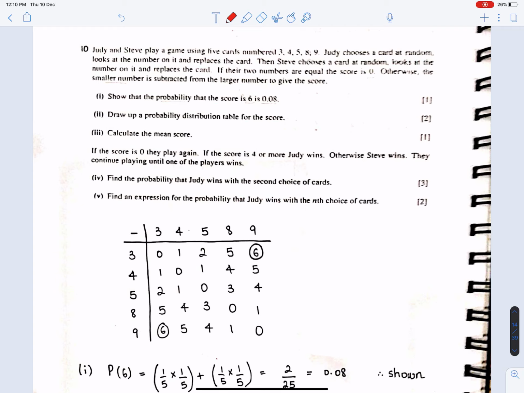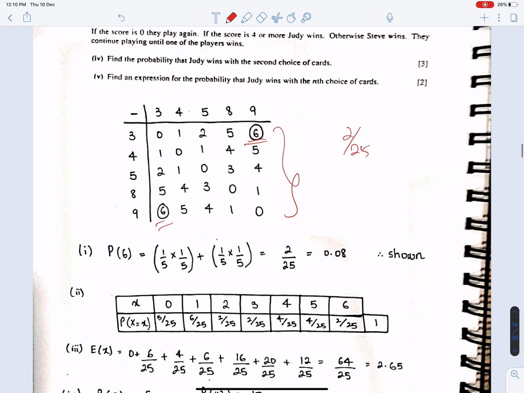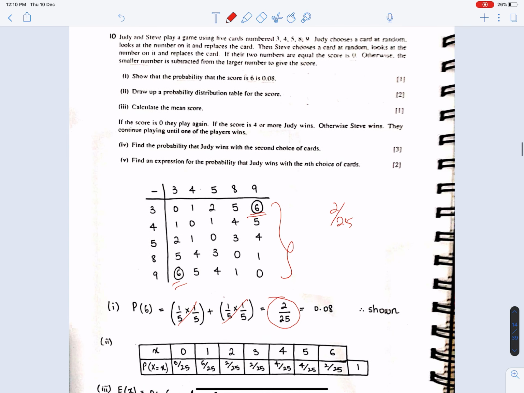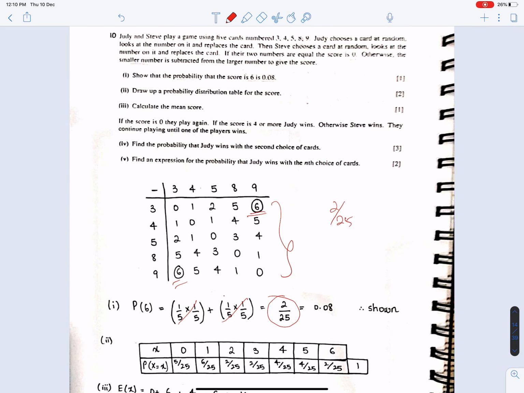So the probability of getting 6: there are 25 outcomes altogether, and there are 2 sixes. So the probability of number 6 will be 2 upon 25. There is no need to do all this. You just write 2 upon 25 here. Although the working is fine, it's not required. You can just say there are 2 sixes out of 25, therefore the answer is 2 upon 25.